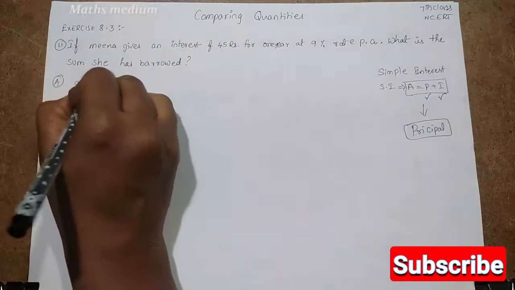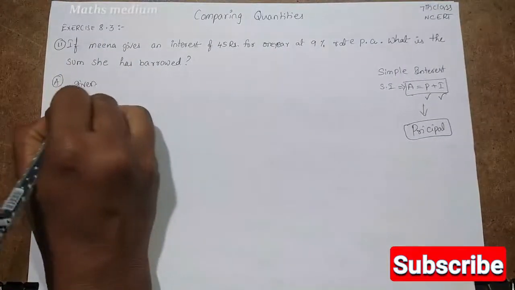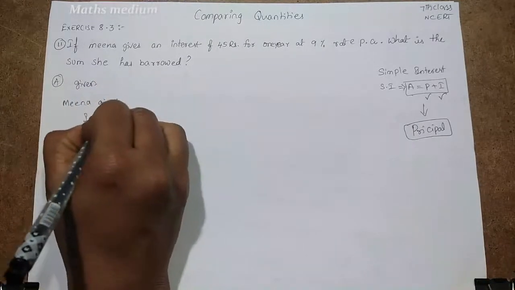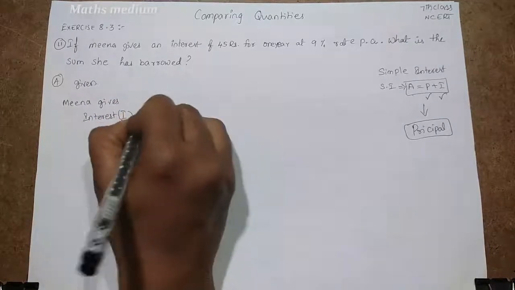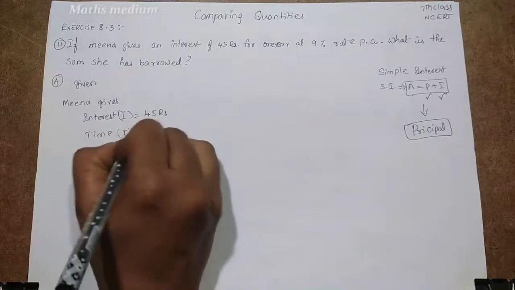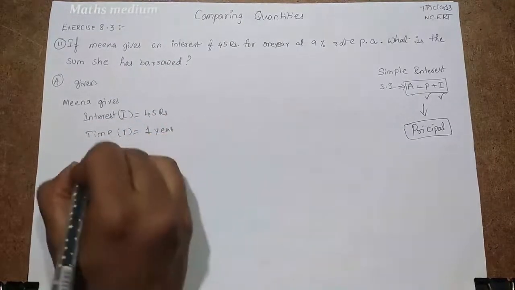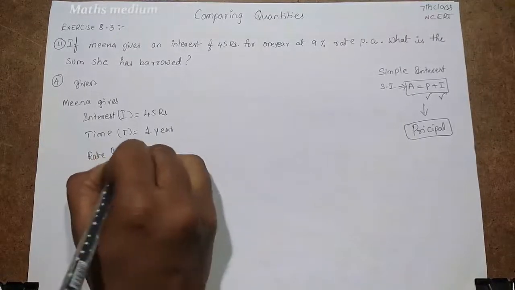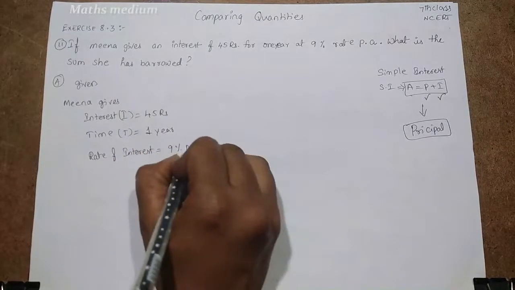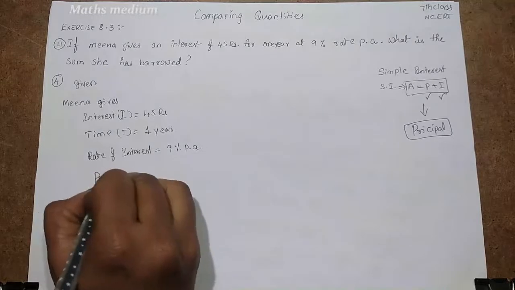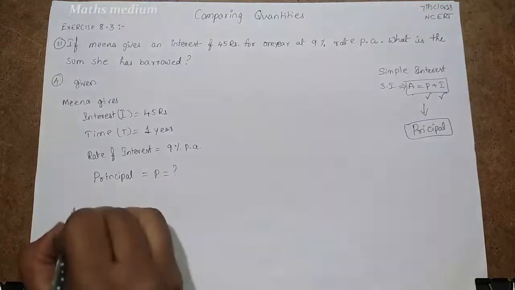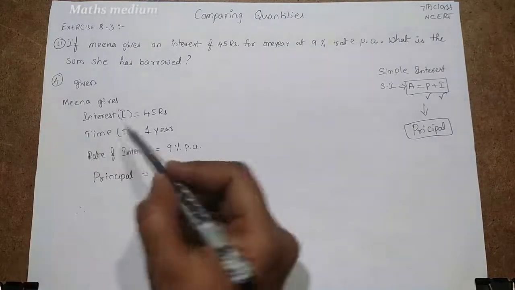Given: Meena gives interest I is equal to 45 rupees, time T is equal to 1 year, and rate of interest is 9% per annum. We have to find the principal, that is, P is equal to how much. Therefore from this we have I, T, R, P.